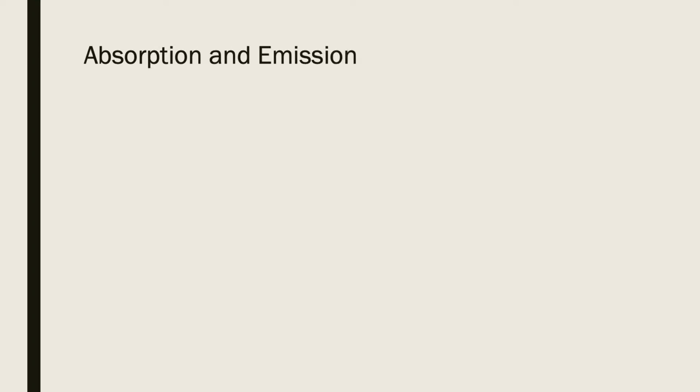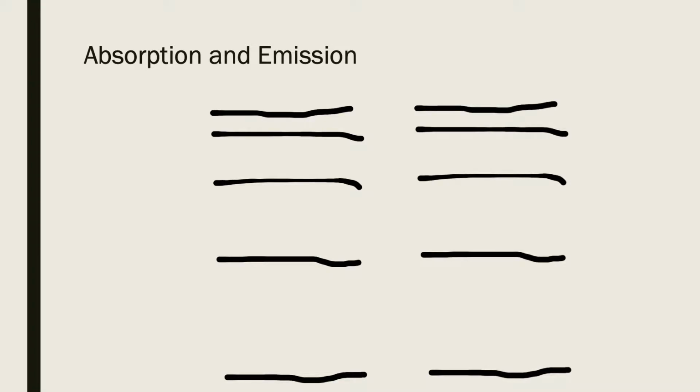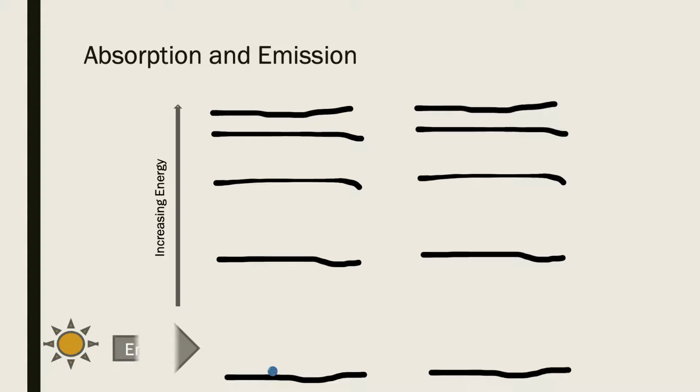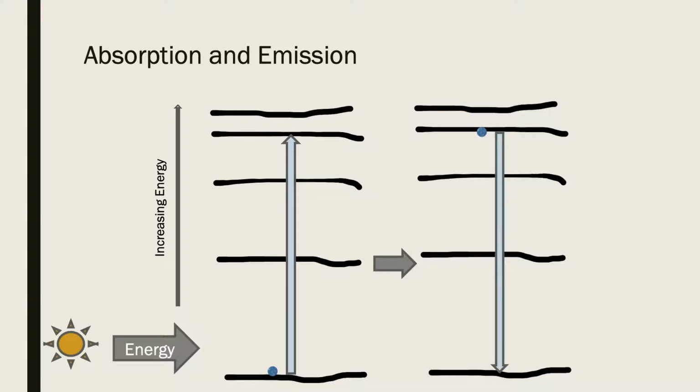Now we are going to look at the absorption and emission process. Let's illustrate this using energy levels, which are these black lines here. Energy increases as you go up. The electron will start in its ground state here. Now we need a source of energy. Let's use the sun, which provides energy to our system. This energy is absorbed by the electron. Now the electron is in a higher energy state. As energy is released by the electron, it returns to its ground state, and energy is released from the system in the form of light.